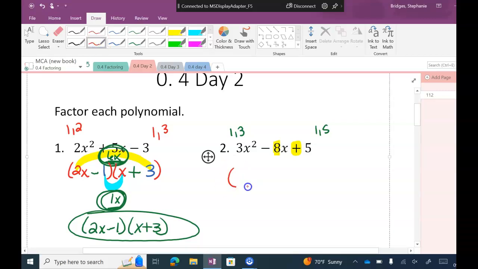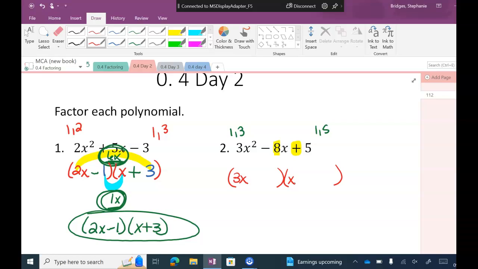Okay. So let's start. The factors of the 3 were 3 and 1, so I'm going to put a 3x and a 1x. And then the factors of 5 are 1 and 5. So I have to try a placement. If that placement doesn't work, we will erase and try again. I'm going to put the 1 and the 5. And I'm going to check.